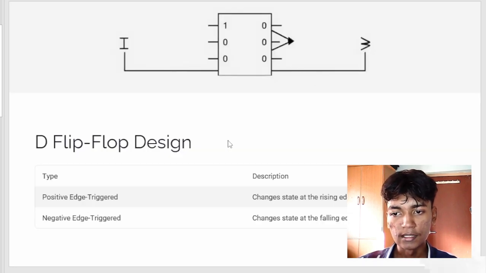Coming to the next slide, D flip-flop design. There are two types in D flip-flop design: positive edge triggered and negative edge triggered. In positive edge triggered, the D flip-flop changes its state at the rising edge of the clock signal. In negative edge triggered, the D flip-flop changes state at the falling edge of the clock signal.